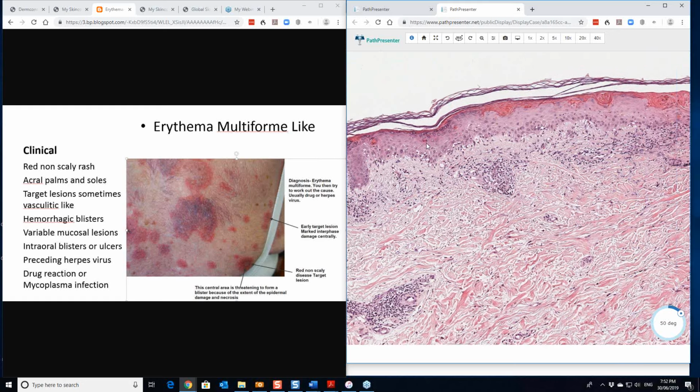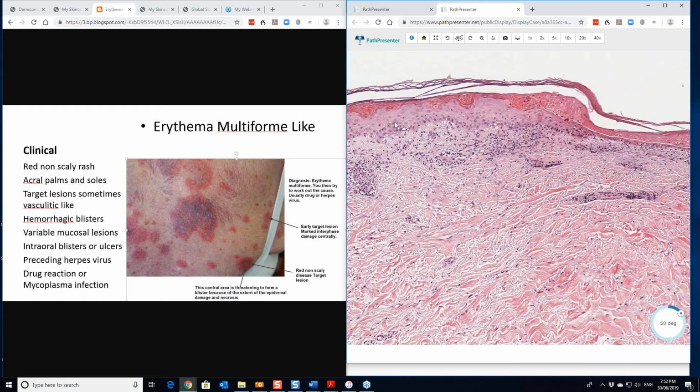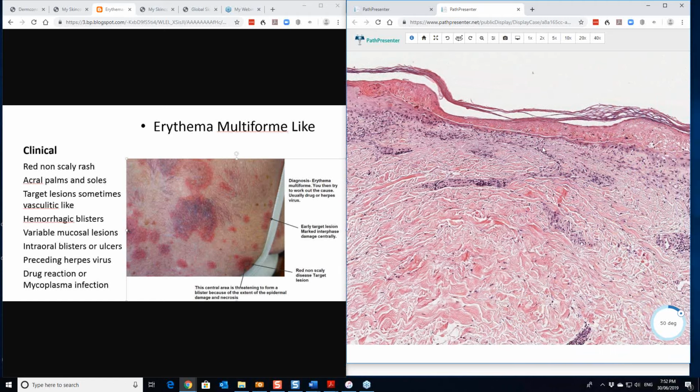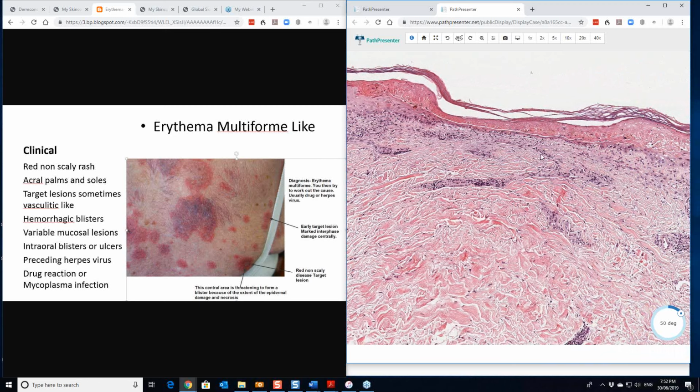And if you look further along this particular specimen, you can then see very significant damage. In fact, the epidermis is almost gone here. It's almost necrotic. And that corresponds often to the damage in the center of a target lesion in erythema multiforme, where here you've almost got full thickness necrosis of the epidermis. And that may separate and form a blister. Now, if there's some bleeding into it, it can be a hemorrhagic blister like this.